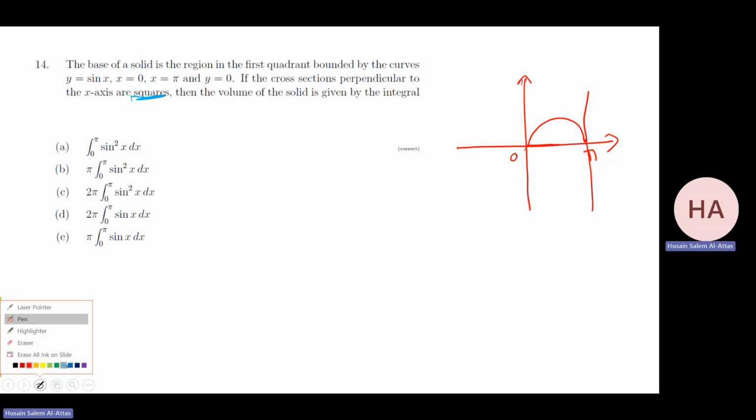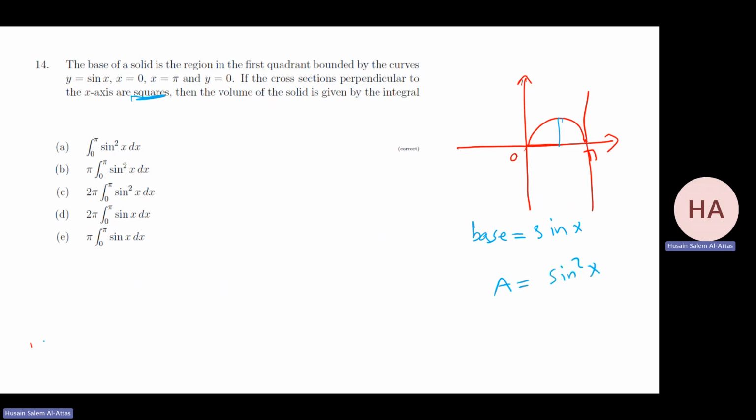What do we want? Squares. So I need the base. So the base, perpendicular to what? The x-axis. So this is what I have. So the base will be what? The base will be sine x. And the area will be the base squared, which is sine squared x. From where to where? From 0 to pi. So the volume is the integral from 0 to pi of sine squared x dx. That will be the answer.